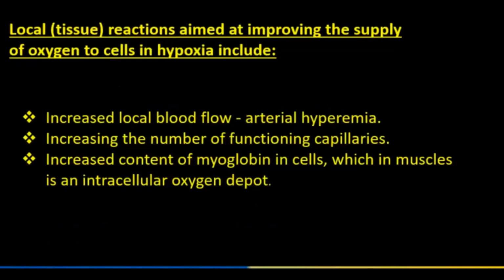Local or tissue reactions aimed at improving the supply of oxygen to cells in hypoxia include increased local blood flow, an increased number of functioning capillaries, and increased content of myoglobin in cells, which in muscle is an intracellular oxygen depot.